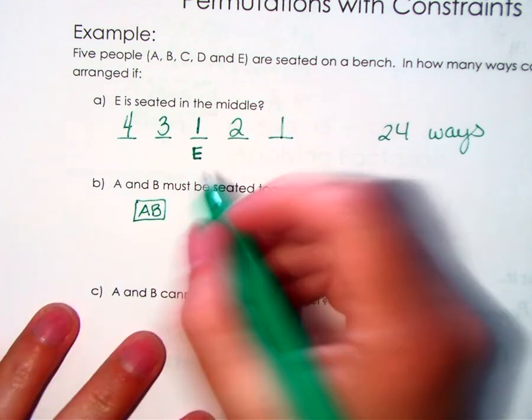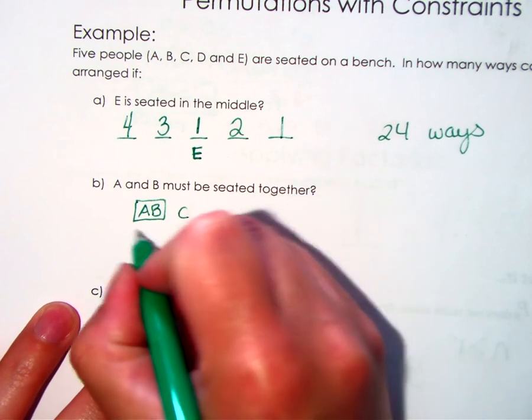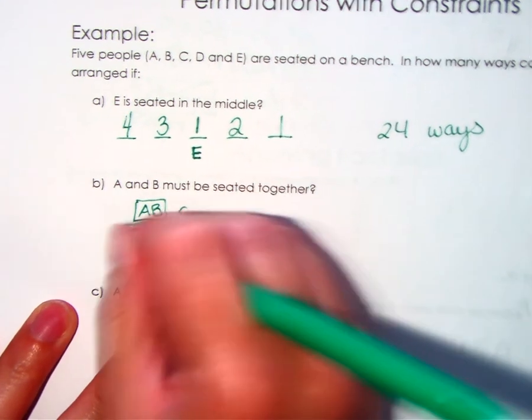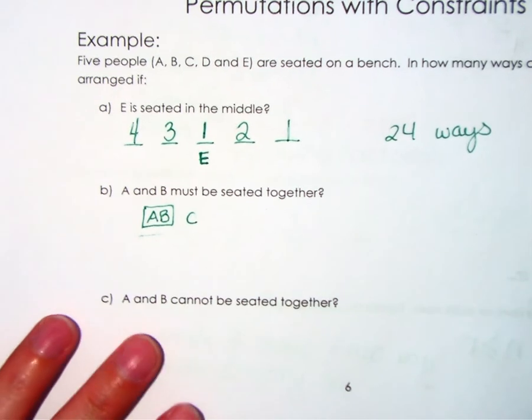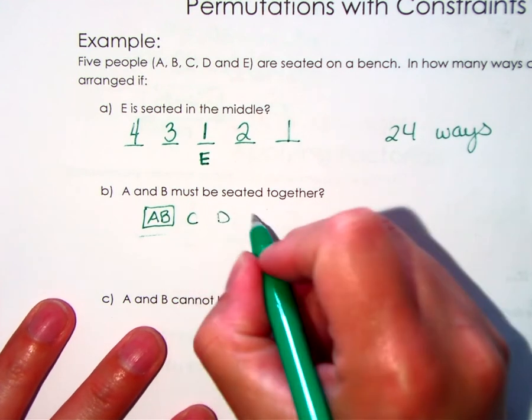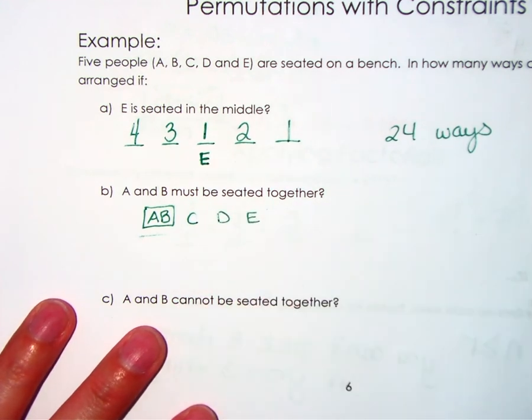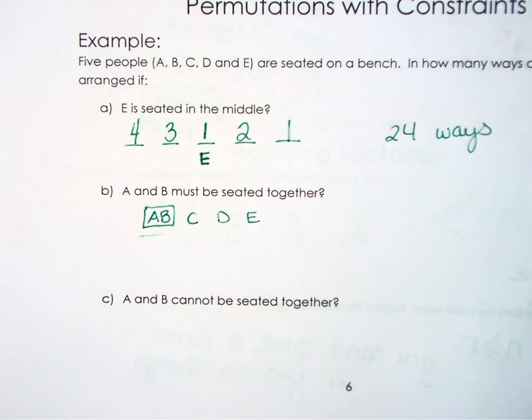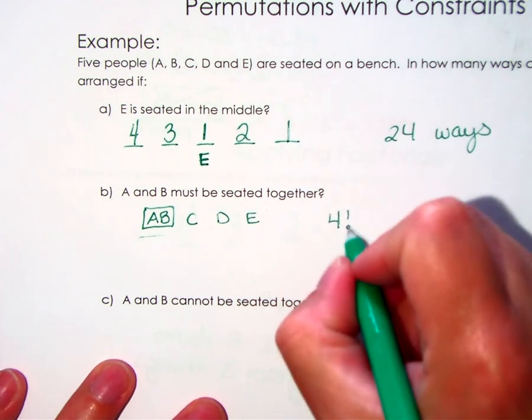Okay? So it doesn't matter where A and B sit, but they have to sit together, right? So then we have C, D, and E. So how many is that? 4 possibilities. So that's your 4 factorial.